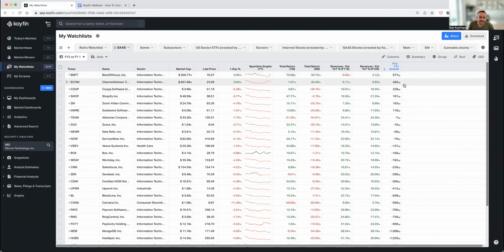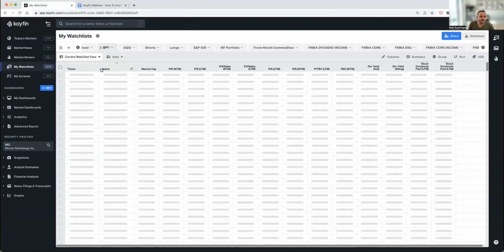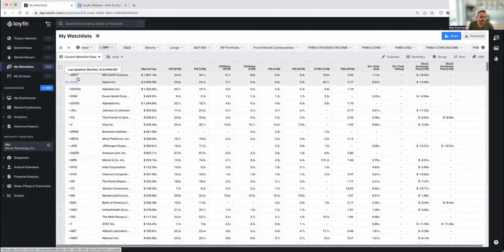And now I have my SaaS companies, and now I could see the acceleration here, right? So I have 6 companies. Again, not a lot of SaaS companies are accelerating next year. Zoom being one of them, Shopify being one of them. So that's kind of interesting. I can also look at this for the S&P 500 sector, right? So I have my S&P 500 stocks here somewhere, SPY, and these are my S&P 500 stocks.